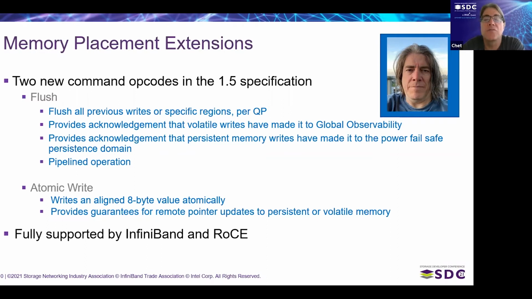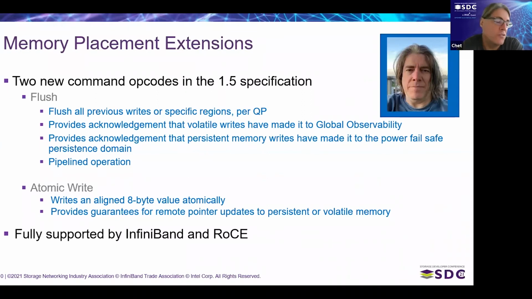It provides acknowledgement that volatile writes have made it to what we call global observability, which is the point in time when the data is observable by software. It also provides acknowledgements that persistent memory writes have made it to the power fail-safe persistent domain. And I'll talk a little bit more about that as well. And it's a pipelined operation. I'll definitely spend some time explaining what that means.